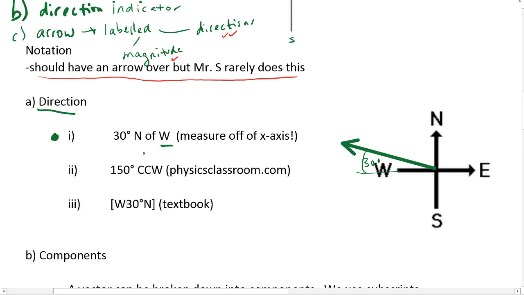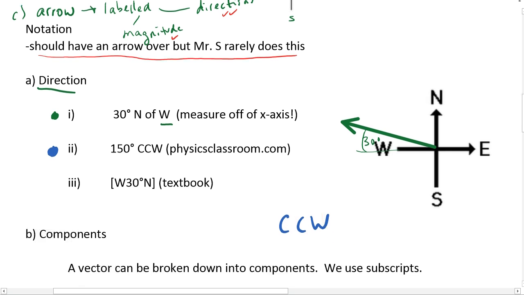Now the second one we'll do in blue would be the 150 degrees CCW. So what does CCW mean? CCW means, here, right over here, CCW. It means counterclockwise from east.